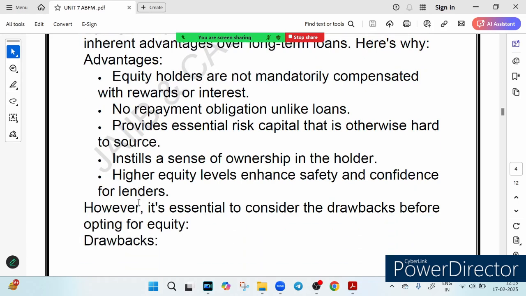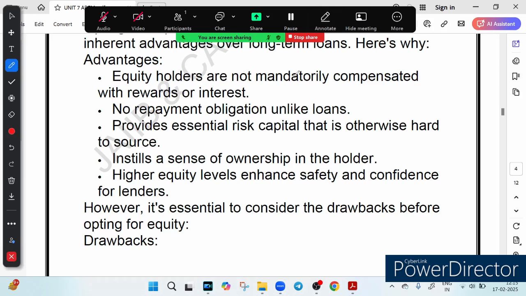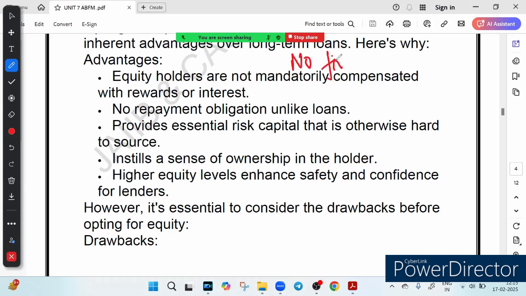What are the big advantages? The first thing is no fixed payment. What does it mean? Unlike a loan where you have to pay interest regularly, like an EMI, equity holders don't need to be paid a fixed return unless the company makes a profit. So until the company makes a profit, you need not pay anything to the equity holder, right?